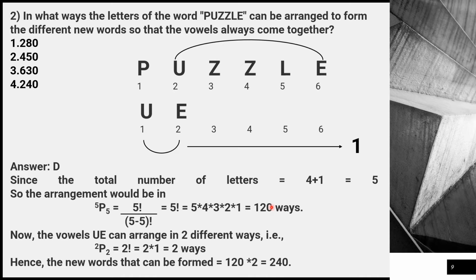But always remember, when you are considering the entity, its letters can also be arranged in different ways. Here U and E can be placed in 2 factorial ways. How? UE, EU, right? So 2 factorial means 2 into 1. These are the 2 possible arrangements. As there are 120 words, each has 2 possible arrangements, so you should multiply 120 into 2, which gives 240. So the answer is 240.